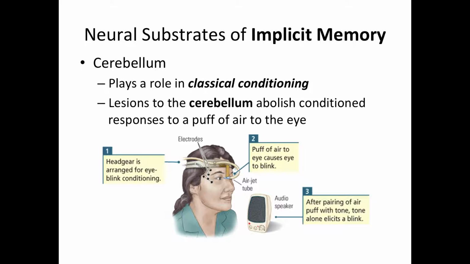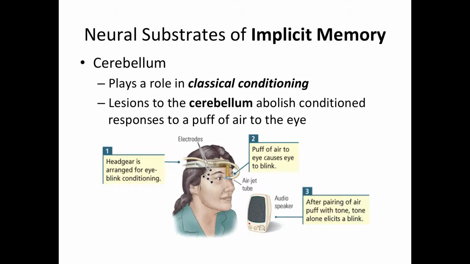Normally when you have a puff of air into the eye, you blink, right? So if you do that often and you hear the tone as well, eventually when the tone is sounded, the conditioned person will blink even though the air puff does not occur, so only when they hear the tone. The person will non-consciously learn to associate the tone with blinking. They will associate the tone with the air puff and therefore blink.